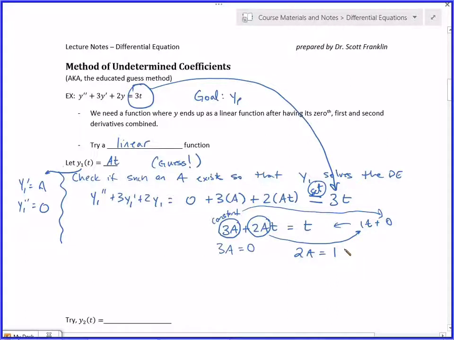Do you see the problem? Yes. You can't solve both of those simultaneously. So a equals 0 and a equals 1/2, not possible. Okay? You can't solve simultaneously. There's no one a I can plug in here that makes the left-hand side equal to the right-hand side.